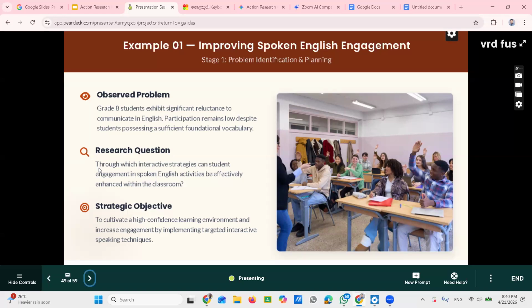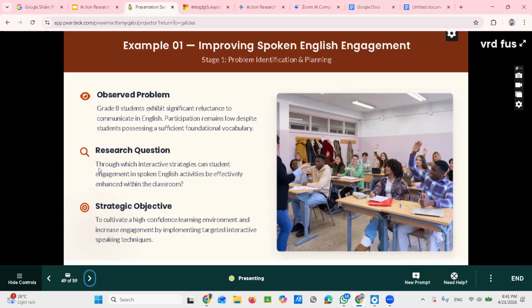Strategic objectives you also want to mention when you write down the research question. It is important to write down the objectives as well. In this example, the objective is to cultivate a high-confidence learning environment and increase engagement by implementing targeted interactive speaking techniques. Here is one example. Look at another example.